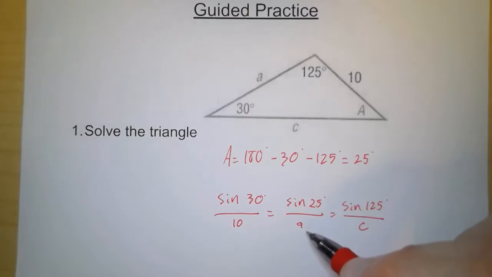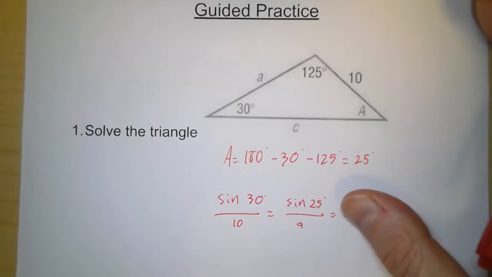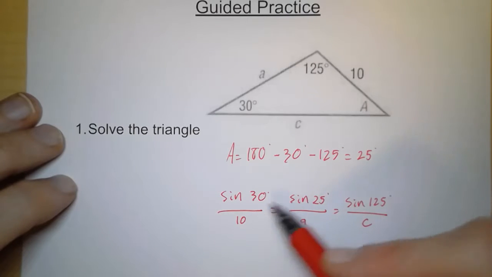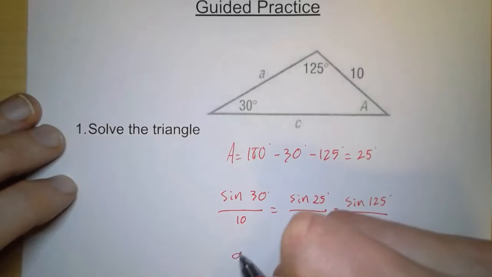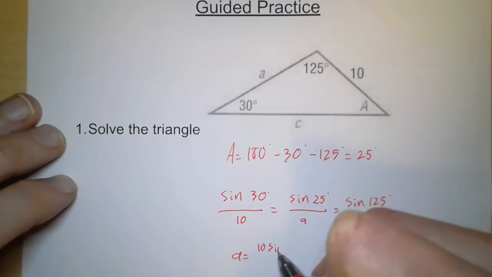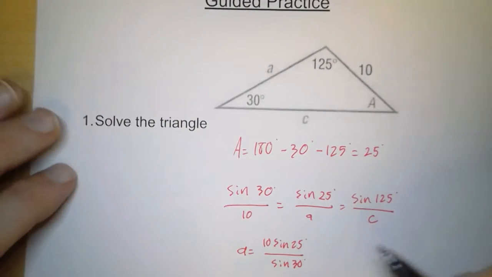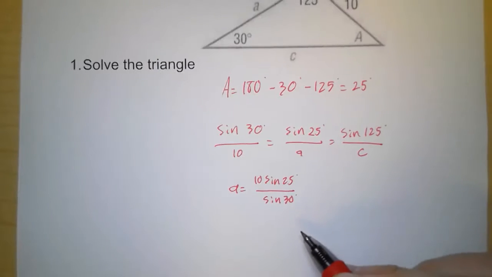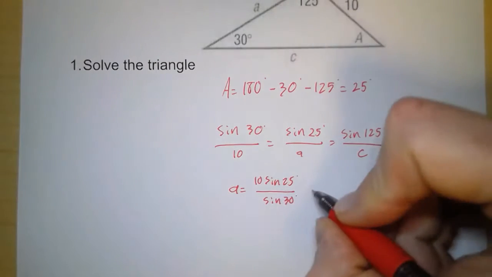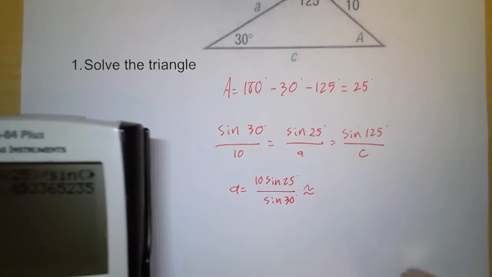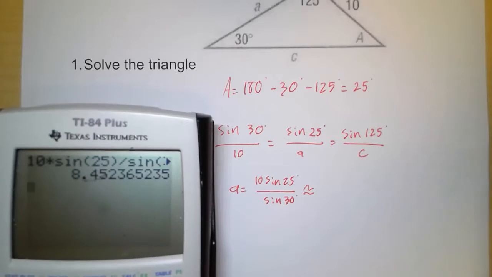To solve for side A, I can just cover up this, and we can think of this as a proportion. So to find the value of A, we're going to cross multiply and divide. So A equals 10 sine of 25 degrees over sine of 30 degrees. And this is in exact form. Now, if your teacher prefers a decimal approximation, you can go ahead and do that. That's going to be 10 times sine of 25 degrees divided by sine of 30 degrees, and so we get a value of 8.453.